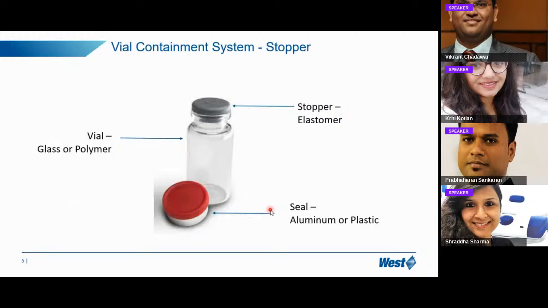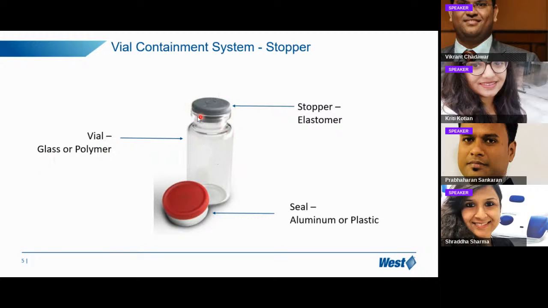So we are going to see more details on this vial containment system. You can see in the slide there is a glass vial, and this is a stopper, and this is a seal. This vial can be made up of either glass or polymer. The polymer will be cyclic olefin polymer, so we have a CZ, Crystal Zenith polymer, where we can produce these vials, or these vials can be made up of glass.